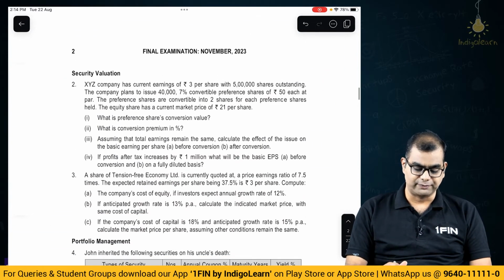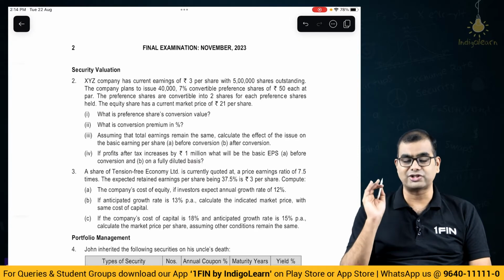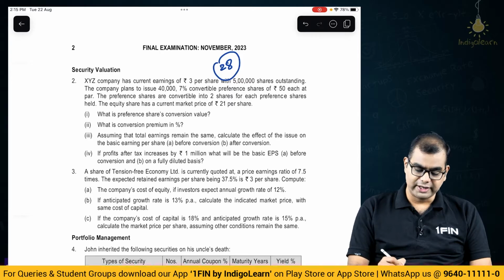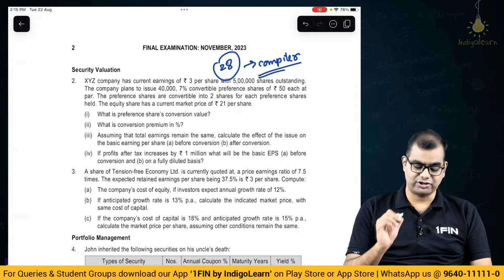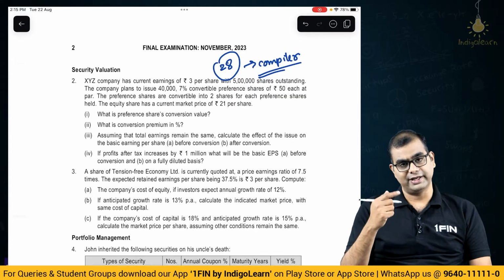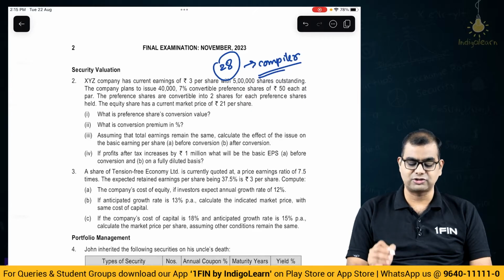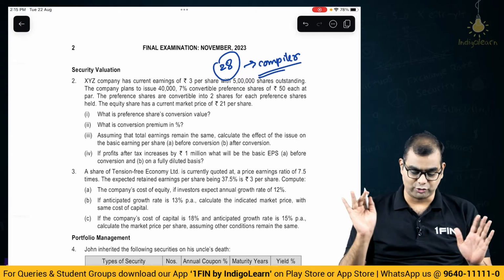Now coming to the next question. Security valuation. This question also is ditto. There is not even a change. Very unfortunate. This question is question number 28 from compiler for security valuation chapter. And security valuation, my dear friends, has two parts, equity and debt. And this question is about preference share, conversion value, what is the conversion premium percentage. And what are the profits, if profits increase after 1 million, what will be the basic EPS before conversion on fully diluted basis, so on and so forth. So you check the compiler, question number 28, you will be able to get this exact same question.